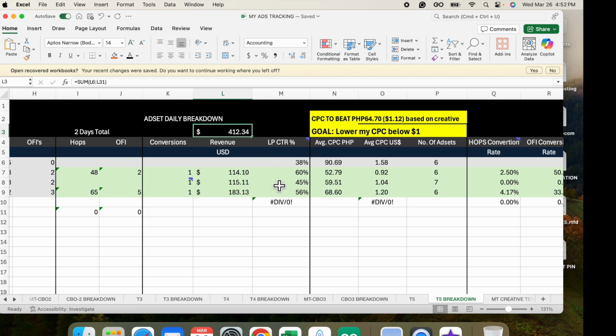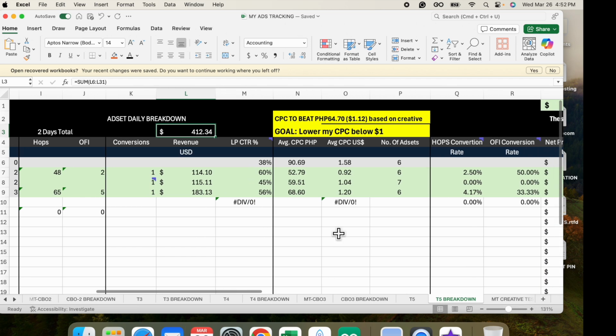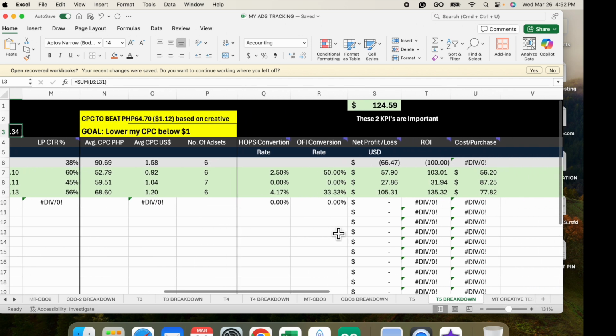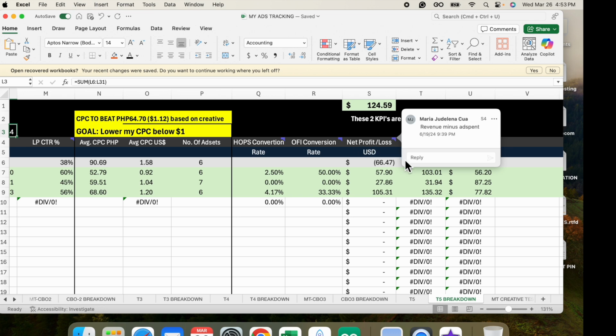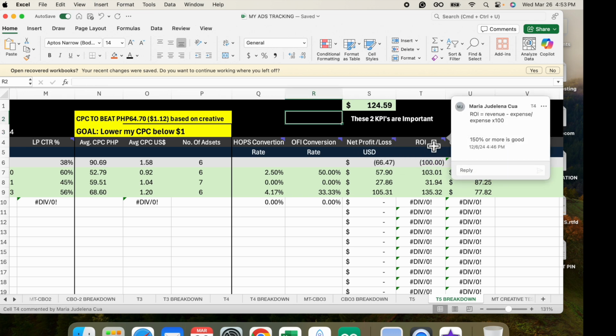So my target here is at least 40%. And here, you will see, this is my total net profit. This is the most important thing in your business. You have to monitor your net profit and ROI, of course.